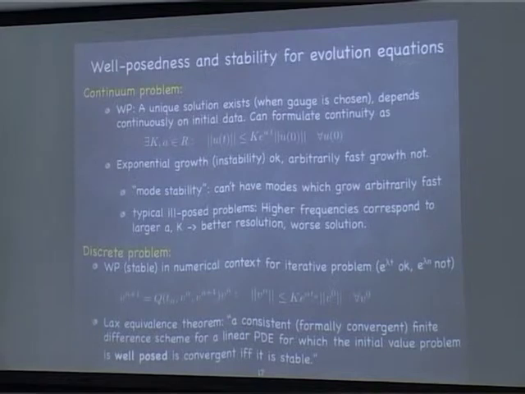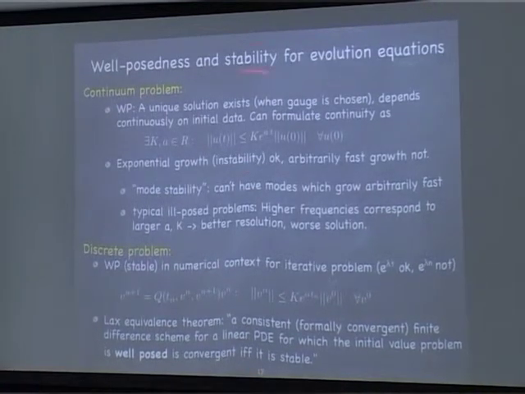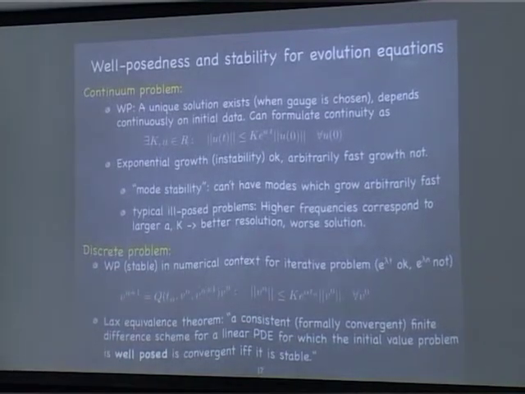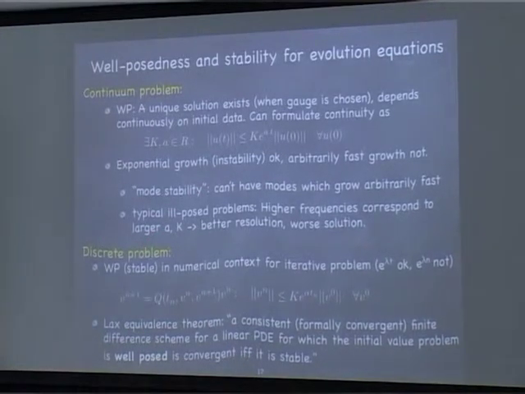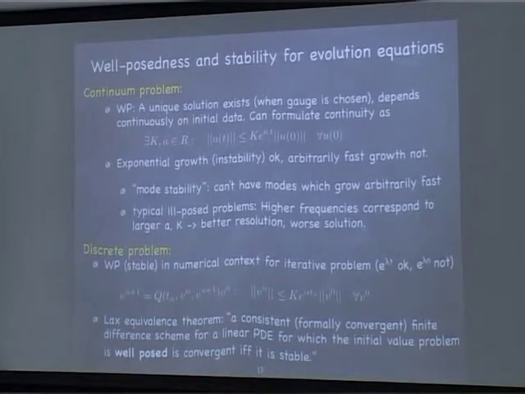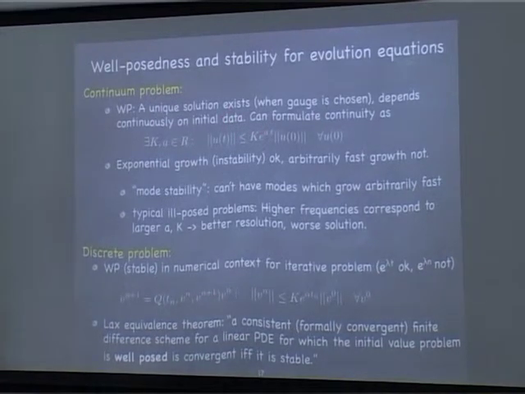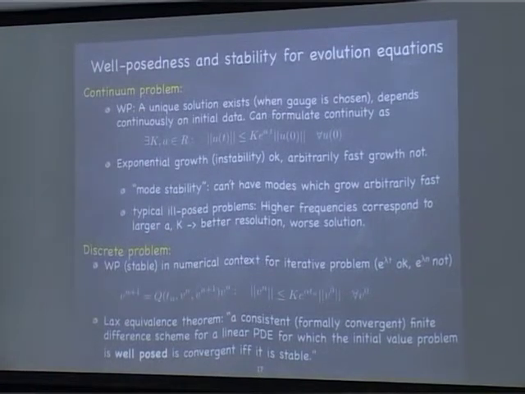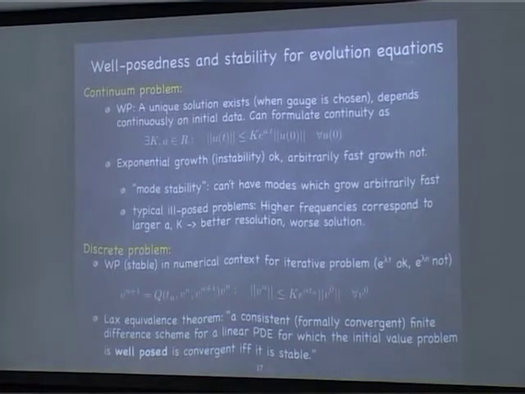What typically happens for ill-posed problems, so problems that are not well-posed, where this is violated, is that if you have higher frequencies in your initial data, they grow faster, they correspond to a larger value of a and k. So for example, if you have a better numerical solution which resolves higher frequencies, then you have more growth and somehow a worse approximation. That doesn't really make sense, and these are the problems which are not well posed and which do not give you predictable time evolution.